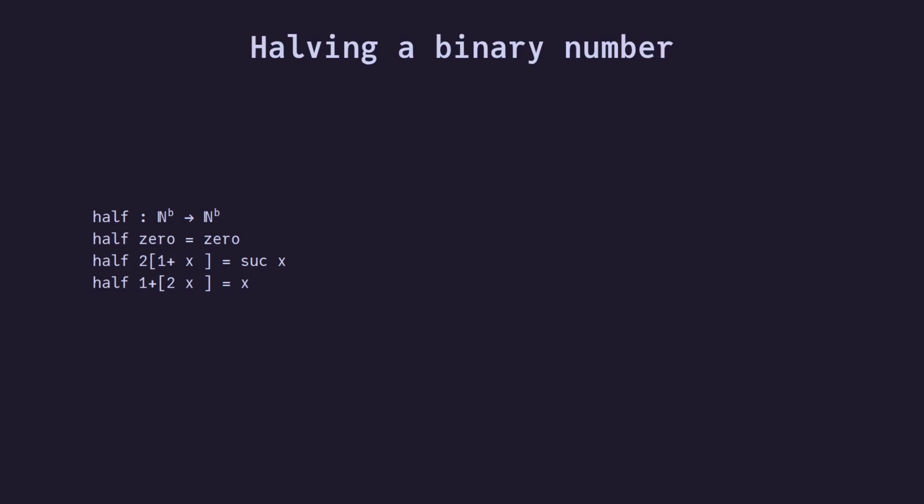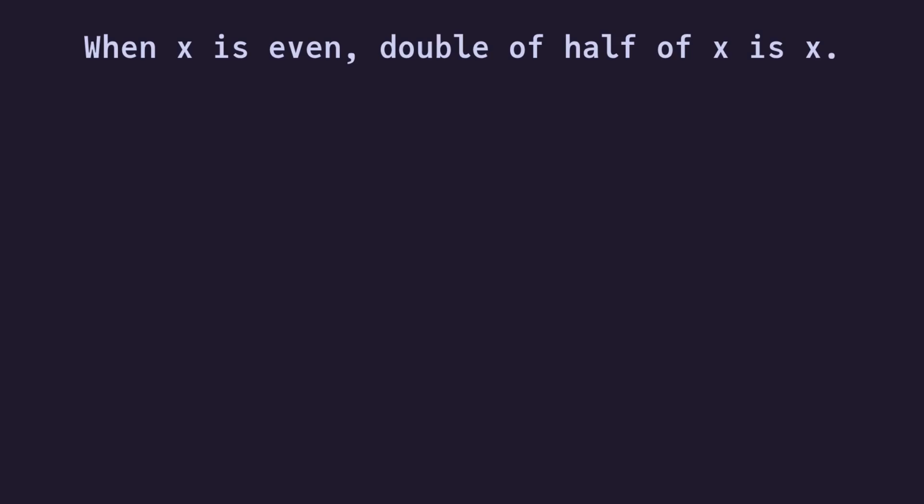Let us go about building a few lemmas now. Let us start with our first lemma, that when x is even, double of half of x is x. That is, halving x and doubling it is going to give us back the original x if x is even. Let us prove this by performing induction on the witness that x is even.